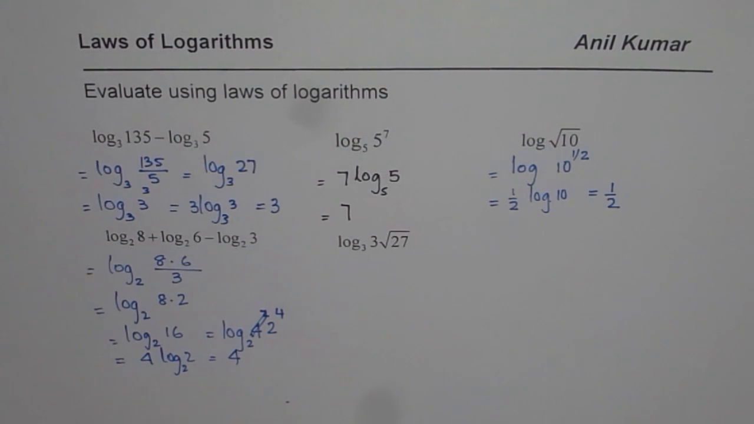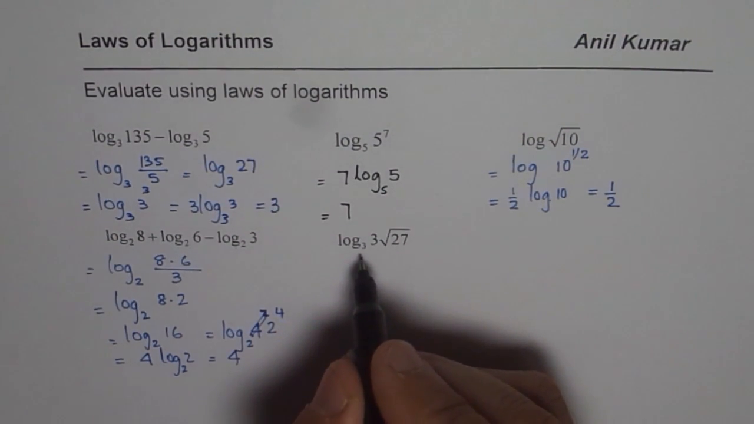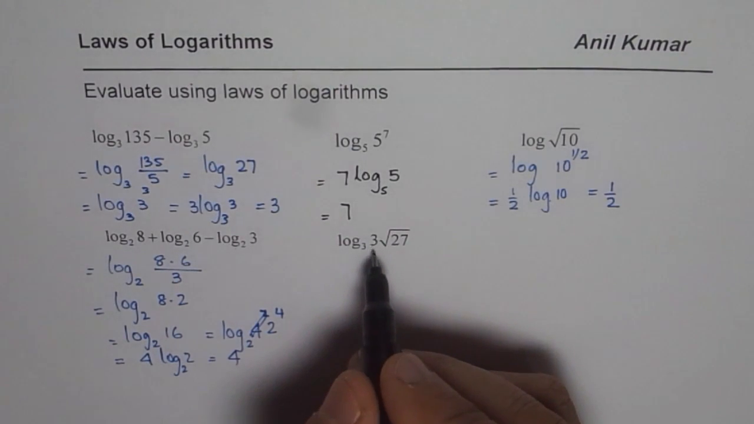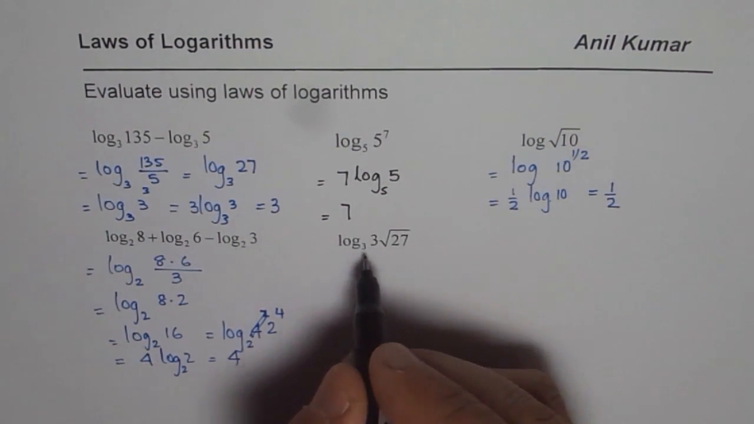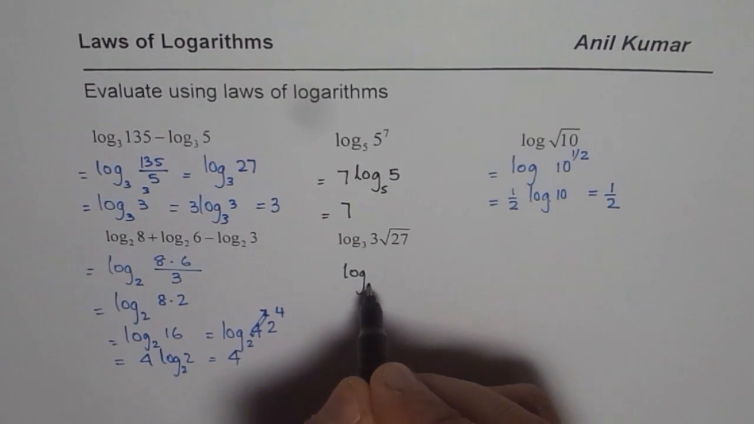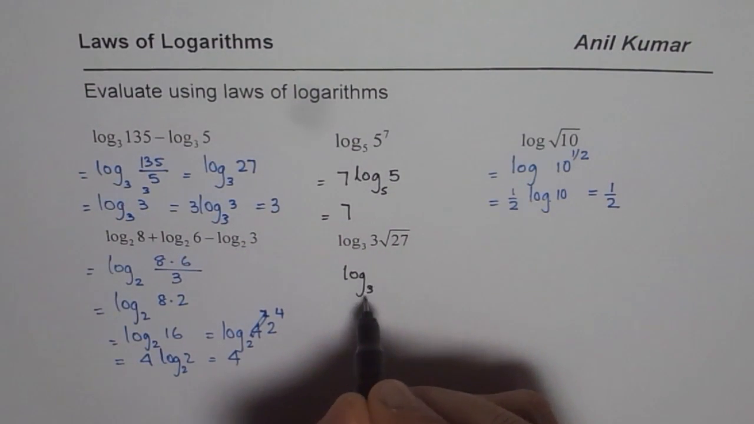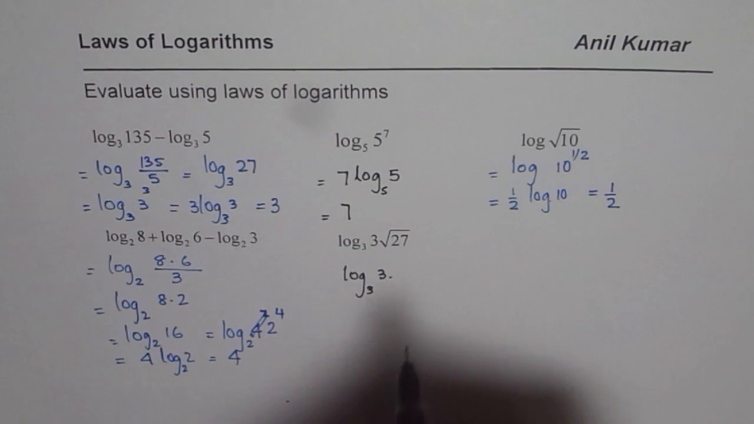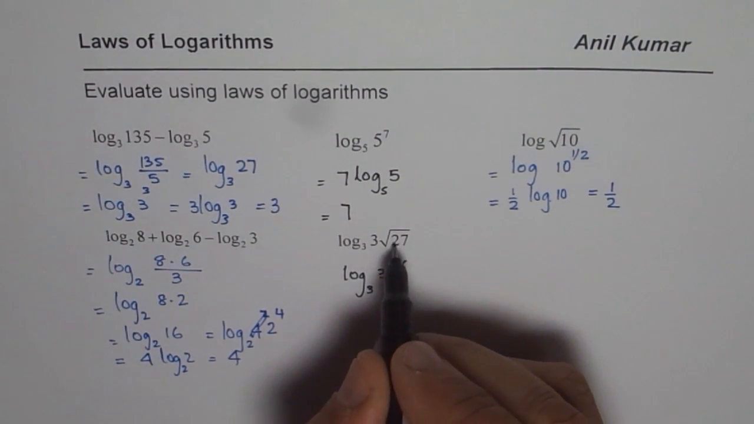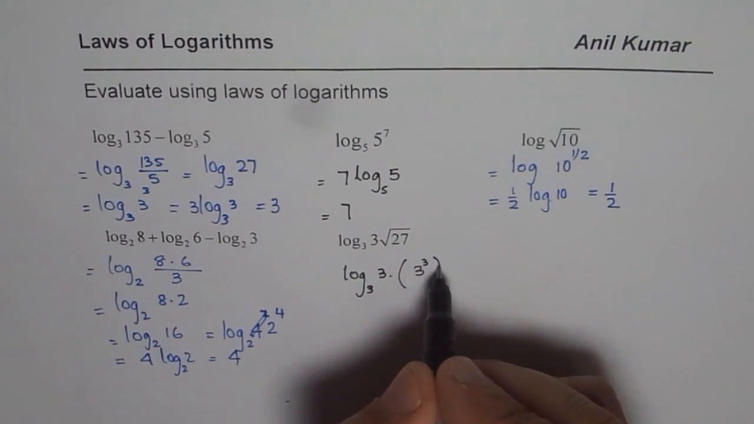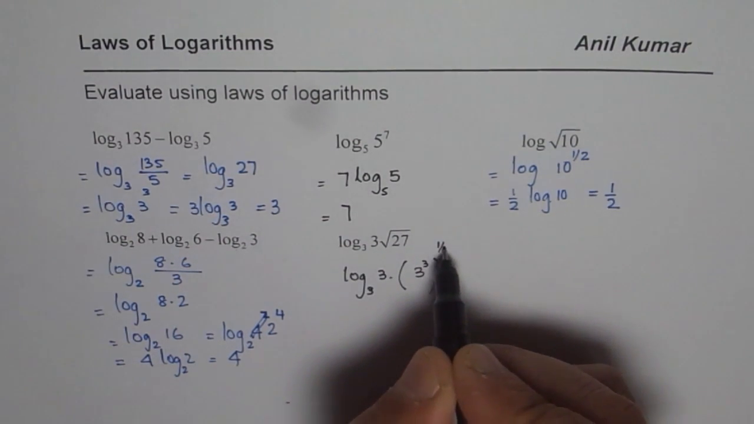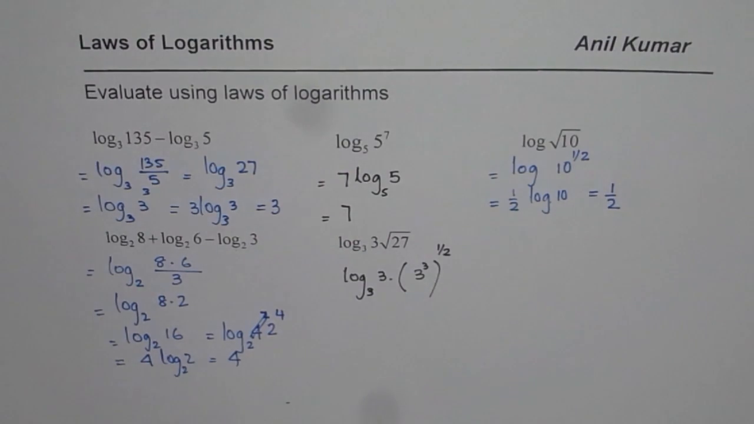So let me do the last one here, which is log to the base 3 of 3 times the square root of 27. Now here it is good to write 27 as a power of 3. Since 3 is the base, we could write 27 as 3 cubed, right? And square root means 1 over 2, right? So that is how we could write.